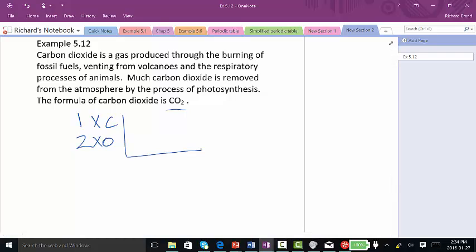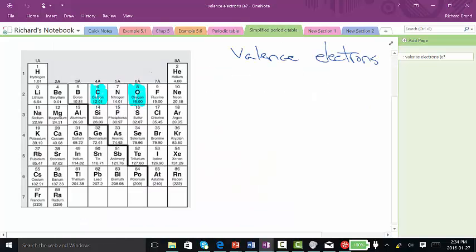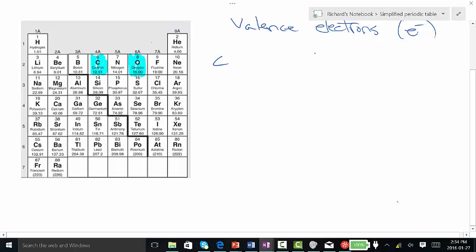Now I need to find the number of valence electrons that are totally there. So I'm going to go to the periodic table, and in the periodic table you see that carbon is in group 4A and oxygen is in group 6A. So carbon has 4 valence electrons, oxygen has 6. I'm going to use my simplified periodic table. Here, carbon is in the fourth column over, 1, 2, 3, 4, group 4A, and oxygen is in the sixth column over, group 6A. So carbon has 1, 2, 3, 4 valence electrons. Carbon has 4 valence electrons, and oxygen has 6 valence electrons.